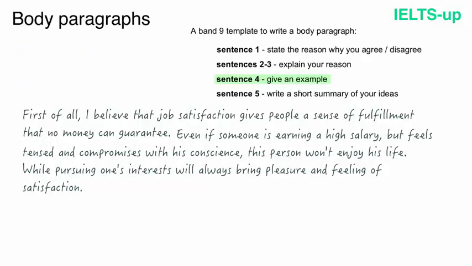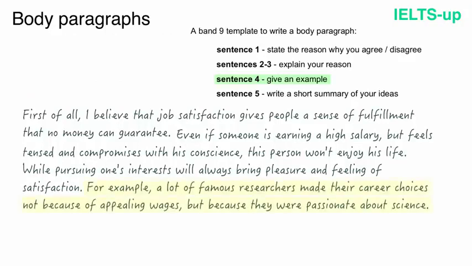So, here's my sentence 4. For example, a lot of famous researchers made their career choices not because of appealing wages, but because they were passionate about science.